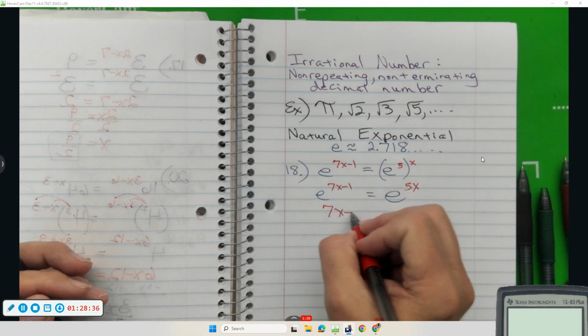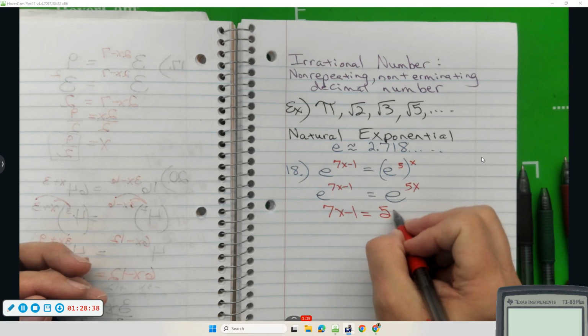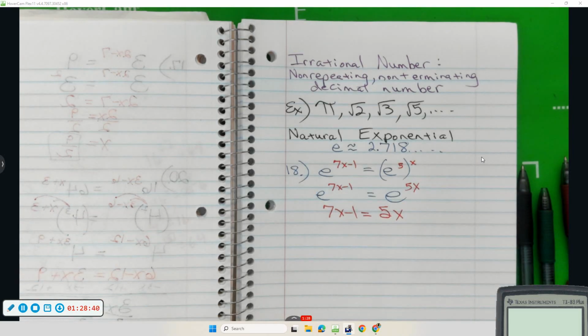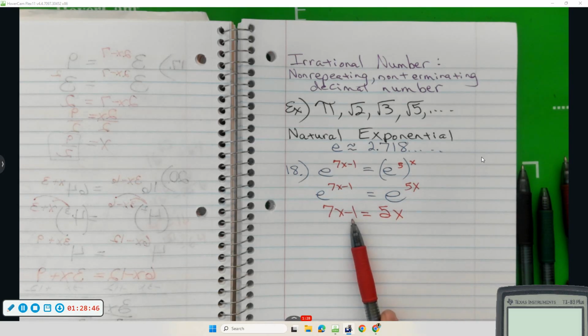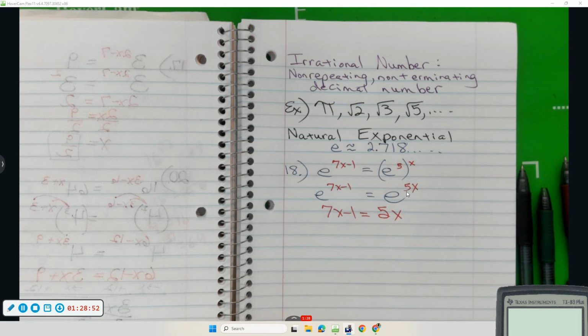So you have 7x minus 1 is equal to 5x. I think we should move the 5x to the left and move that constant term to the right. I think there are fewer negatives going about it like that. So, what should I do?